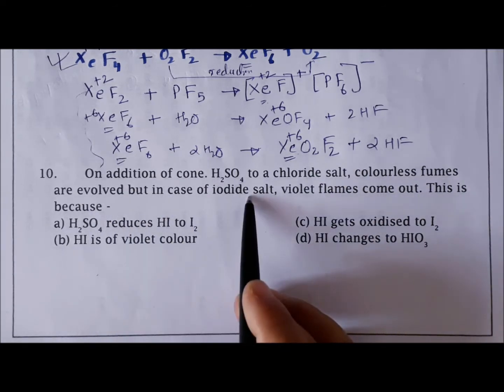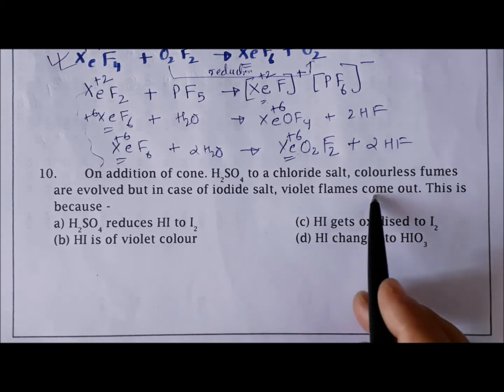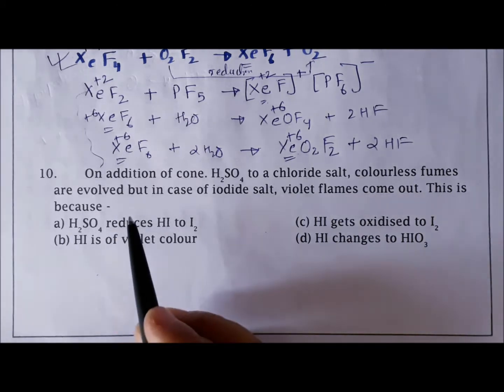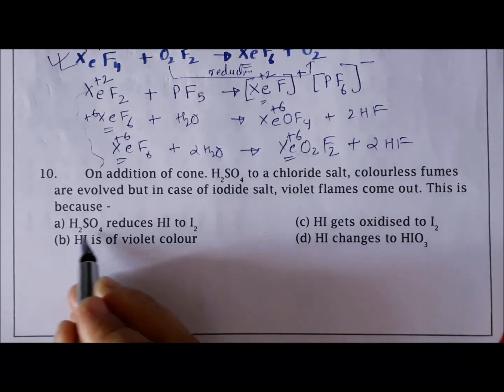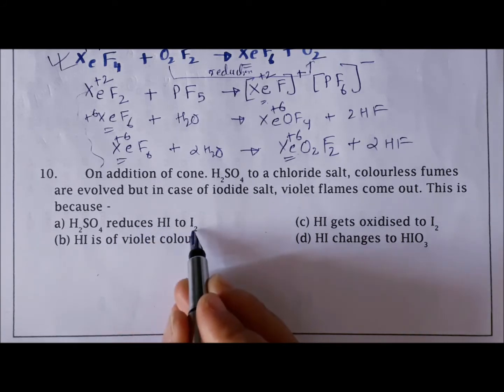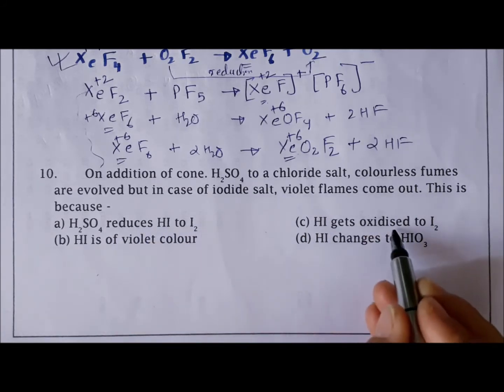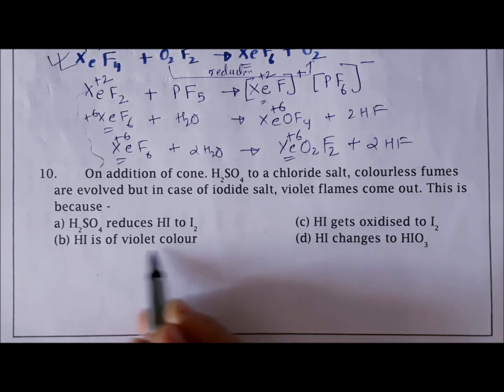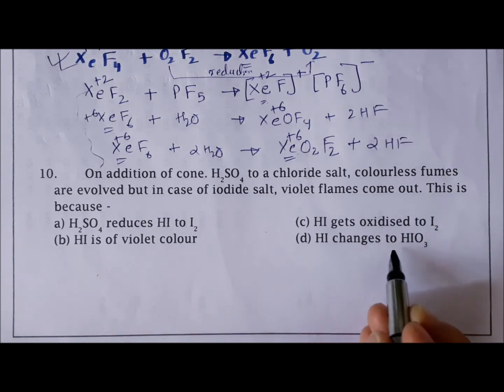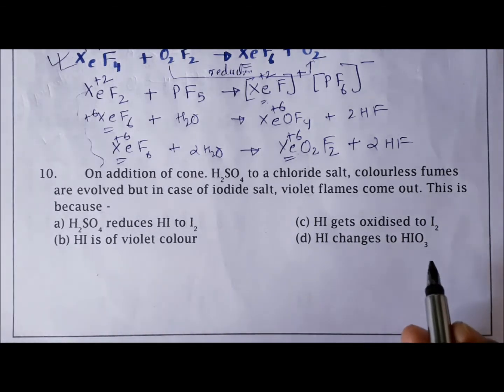Next question: on addition of concentrated sulfuric acid to a chloride salt, colorless fumes are evolved, but in the case of an iodide salt, violet fumes come out. This is because sulfuric acid reduces HI to I2, HI gets oxidized to I2, I2 is a violet color, HI changes to HIO3.